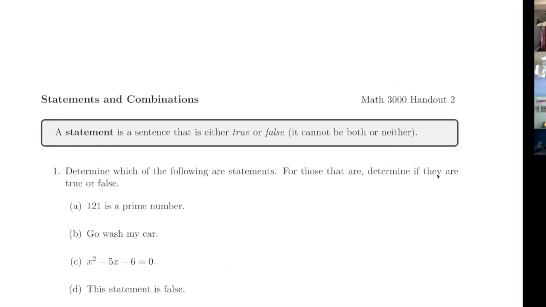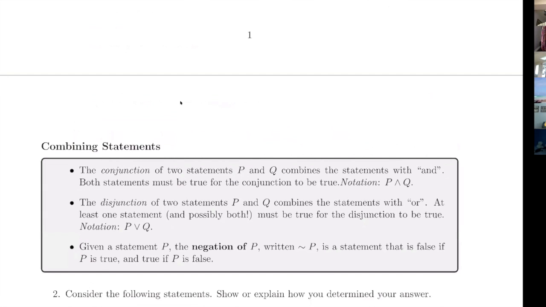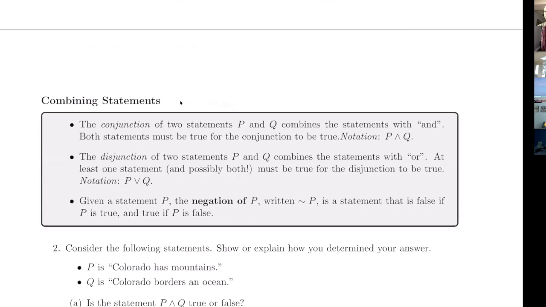If you've got that worksheet, we're going to be working with that the whole class. This was the worksheet called Statements and Combinations, and it is posted in Canvas if you didn't catch it. The first page looks pretty familiar. We went through a bunch of these. I'll just leave this for you. If you want some extra practice, I'll put up all the solutions so you can check your answers.